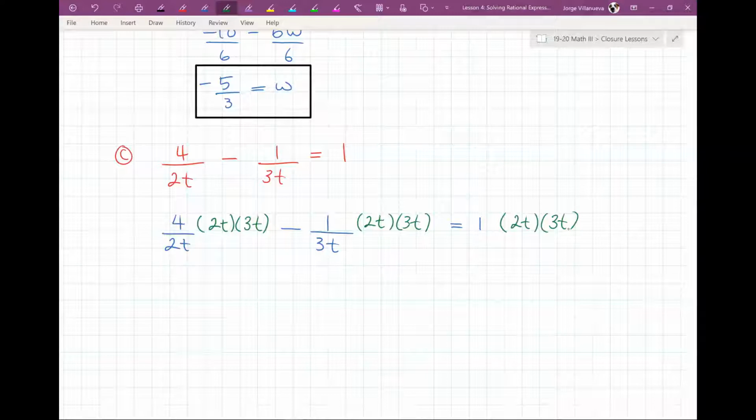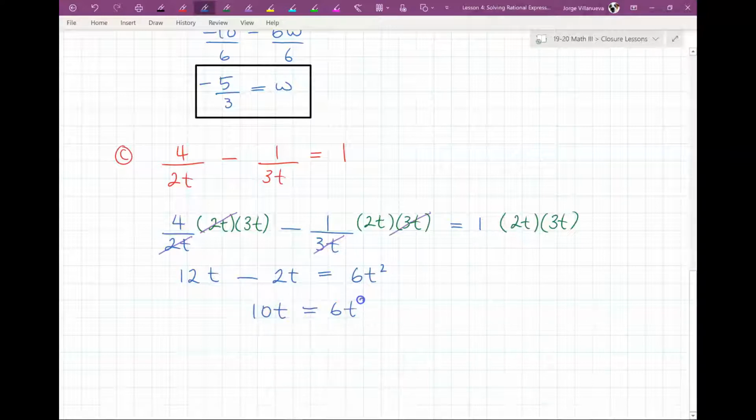Now, here we go. Let's start simplifying. So notice this 2t and that 2t will cancel out. So all we have left is a 12t minus. Notice on the next one, the 3t's will cancel out. So all we have left is a 2t. You notice how the fractions have now disappeared? And then look at the right side, 2t times 3t, that's 6t squared. So let's go ahead and combine the left side, 12t minus 2t, that's 10t.